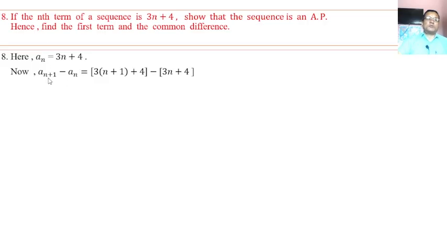We check whether the difference of the terms is constant. Computing it, we get a_n in terms of n plus 1, and after calculation we get 3, a constant, with no n in it. Thus the sequence thrice n plus 4 forms an AP. Since the sequence is an AP, the difference has no n in the expression, it is a constant number.